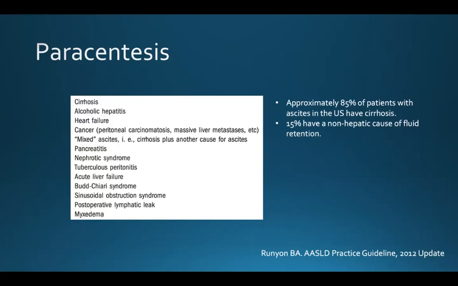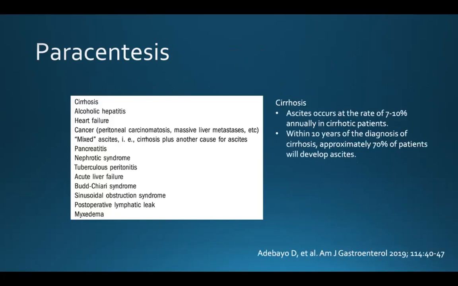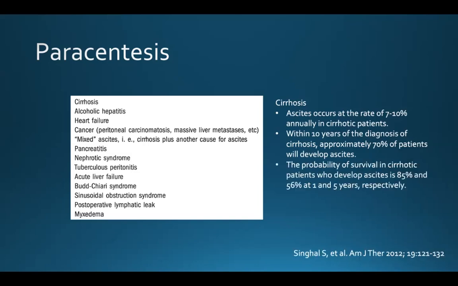About 85% of patients with ascites in the United States have cirrhosis, and only 15% have a non-hepatic cause of fluid retention. In cirrhosis, ascites occurs at a rate of 7 to 10% per year, and within 10 years of the diagnosis of cirrhosis, approximately 70% of patients will have developed ascites. The survival rates in patients with cirrhosis who develop ascites is 85% and 56% at 1 and 5 years respectively.